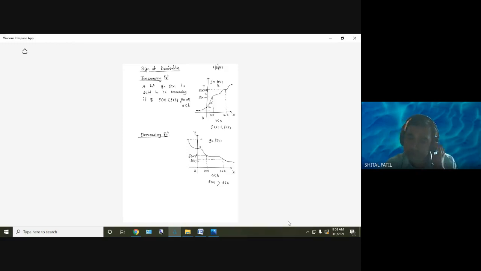Draw the graph. Then write: a function y equal to f of x is said to be decreasing if f of a is greater than f of b for all a less than b.